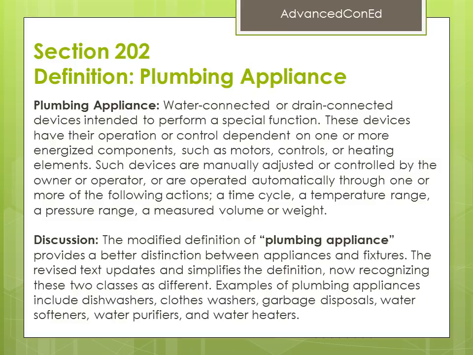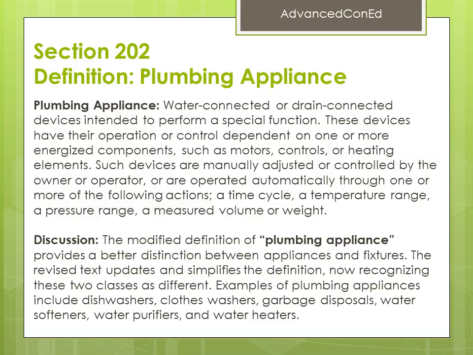Section 202. Definition: Plumbing appliance. Plumbing appliance: water-connected or drain-connected devices intended to perform a specific function. These devices have their operation or control dependent on one or more energized components, such as motors, controls, or heating elements. Such devices are manually adjusted or controlled by the owner or operated, or are operated automatically through one or more of the following actions: a time cycle, a temperature range, a pressure range, a measured volume or weight.